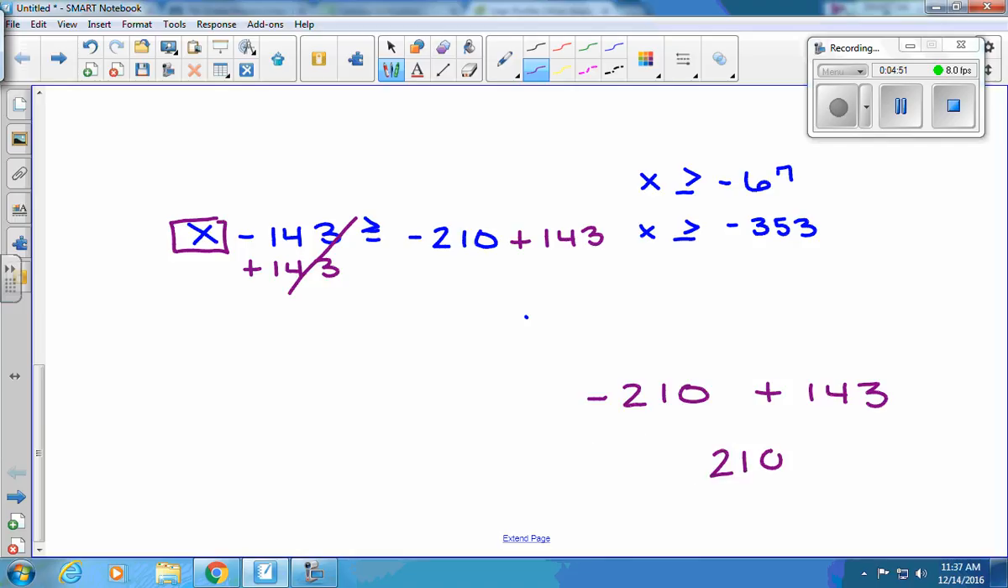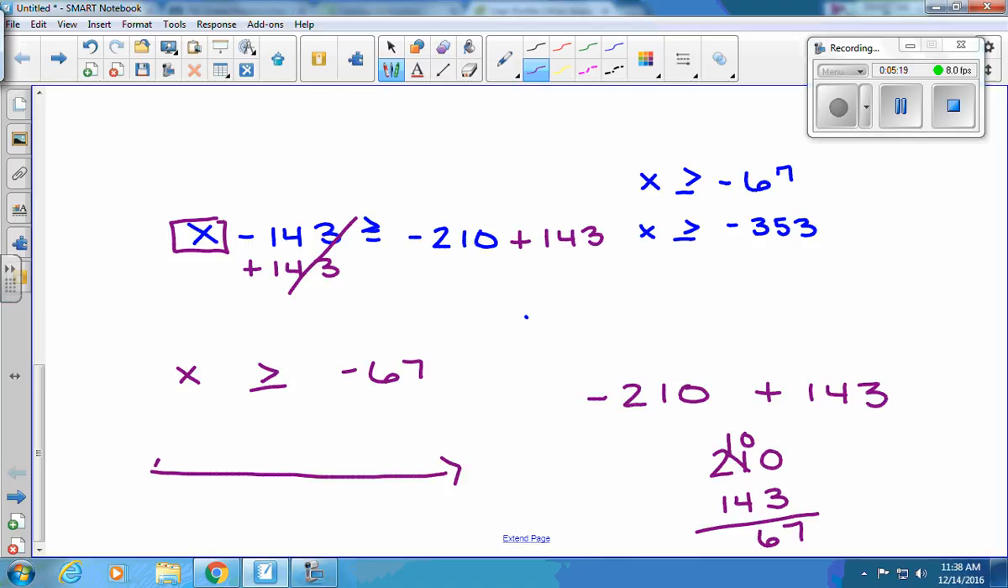Subtract. 210 minus 143 gives me 67. And is it positive or negative? Take the sign of the bigger number. Negative, right? So now we know we have an x. We can bring down our greater than or equal to sign, and negative 67, because we solved that. If they ask us to graph it, I'm going to go ahead and say a negative 67 is right here.